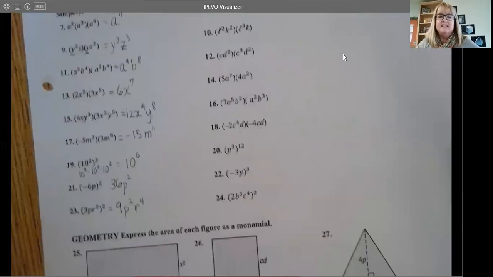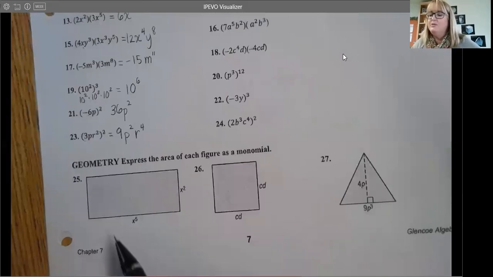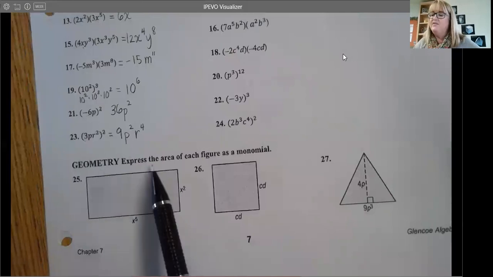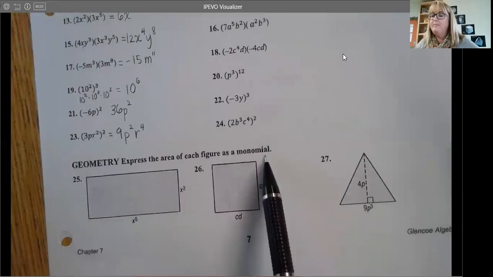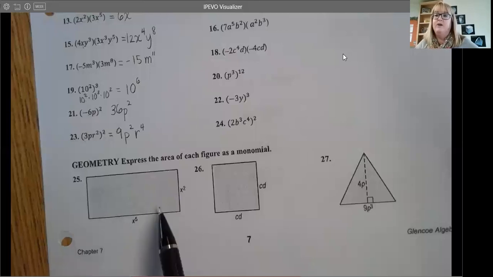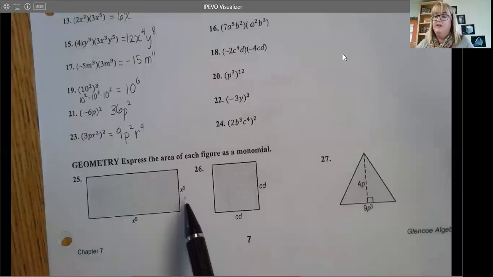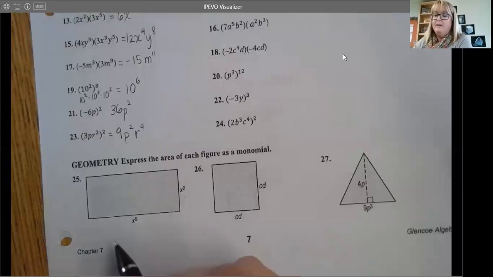All right, the last one we're going to, well, I guess we're going to do 2 of them. 25, this is geometry, express the area of each figure as a monomial. Okay, this is a rectangle. How do we find the area of a rectangle? Well, we multiply length times width. The length is x to the 5th, the width is x squared. So the area is going to be x to the 5th times x squared.